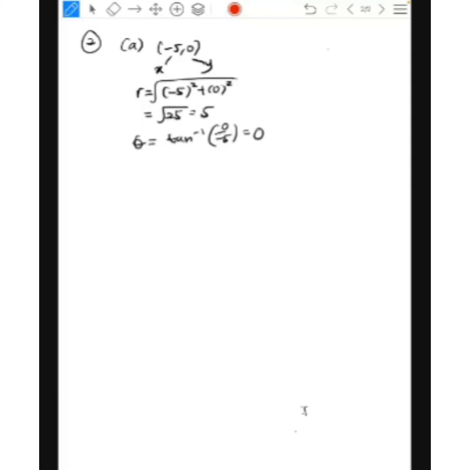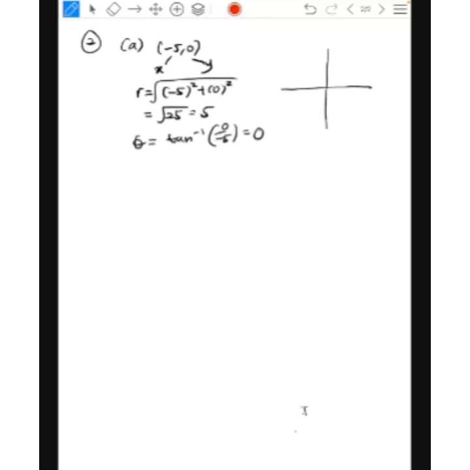Okay, whenever you want to find theta, the angle, you have to refer back to your point. Because sometimes the answer using the calculator will give you only the angle in the first quadrant. However, the point may be situated in the second, third, or fourth quadrant. So you have to sketch back your point first.